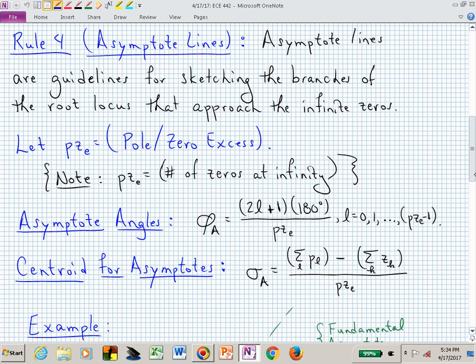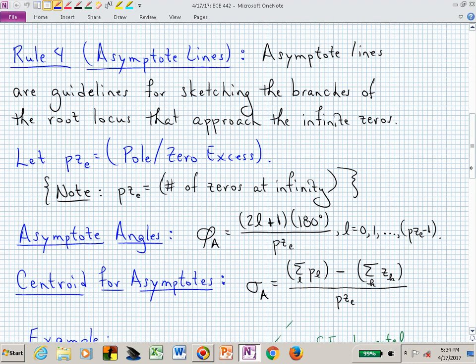There's one key feature that you want to keep track of, and that is this pole zero excess. I'm denoting it PZ sub E. That will just be the number of zeros at infinity, or the number of poles you have minus the number of finite zeros. That's your PZ sub E, or your pole zero excess. Once you have that, then you can start calculating these asymptote angles. These are the angles that these guidelines make with the real axis, and we can find the center of where those guidelines are located along the real axis.